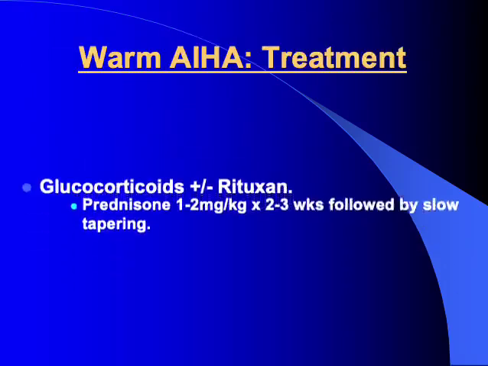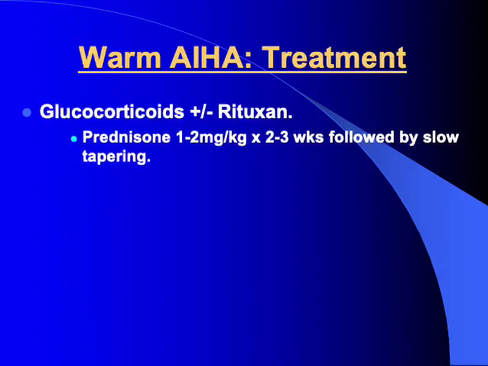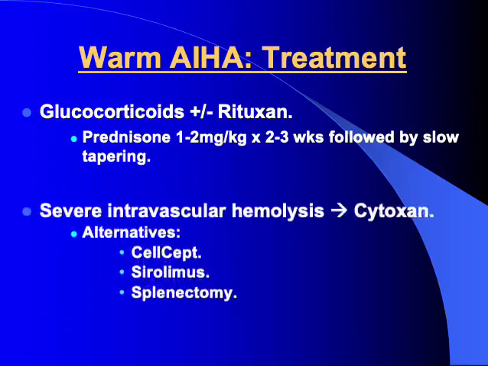How we treat: glucocorticoid steroids, with or without rituximab, anti-CD20. If you use prednisone, 1 to 2 milligram per kilogram for 2 to 3 weeks, followed by slow tapering of the steroid, probably over 6 weeks, or could be longer.